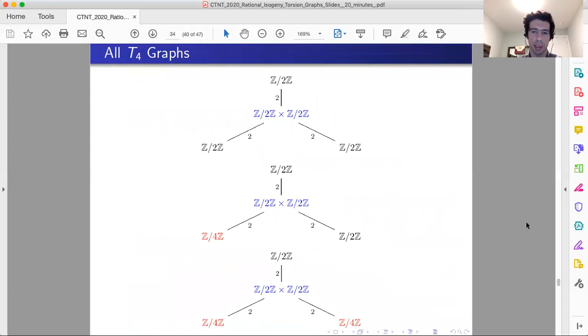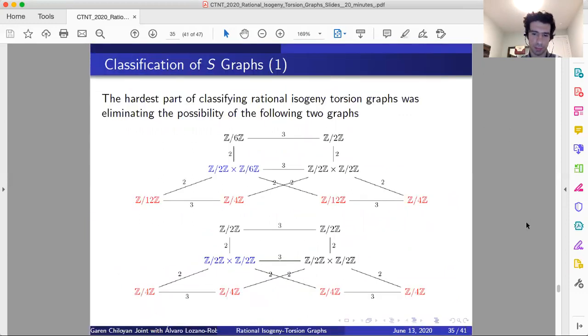So here again are all the examples of T4 type graphs. So let's classify the S-type graphs next.